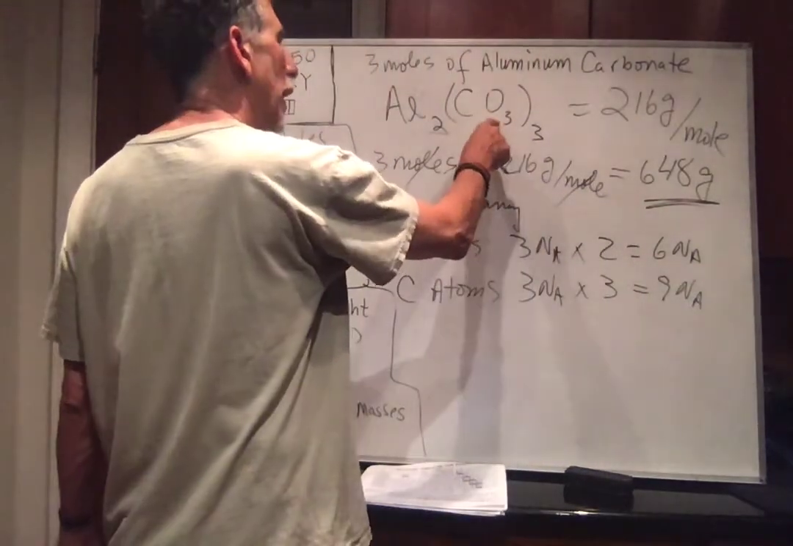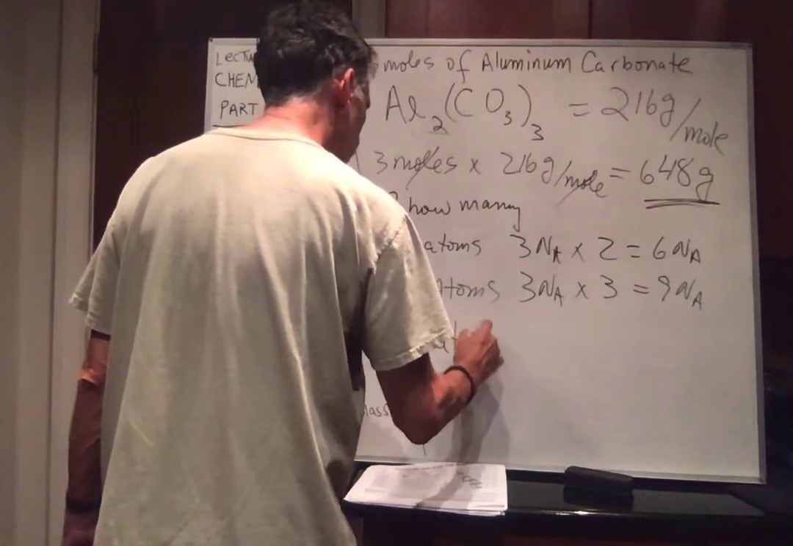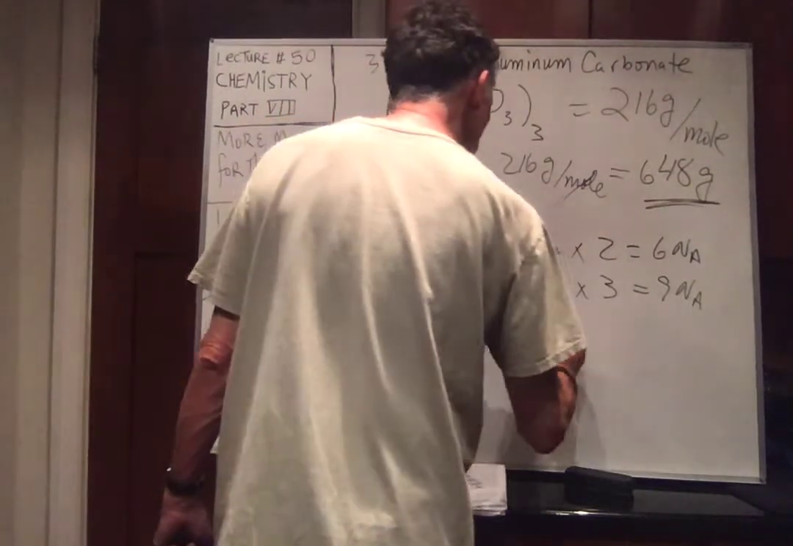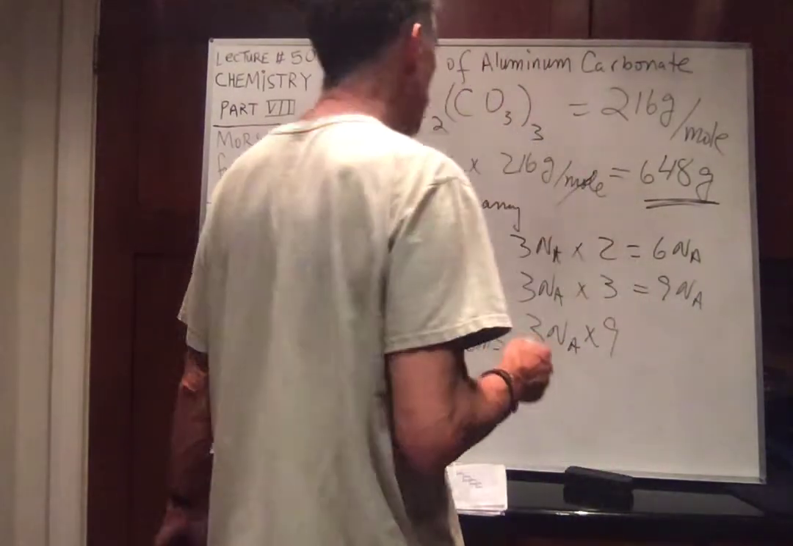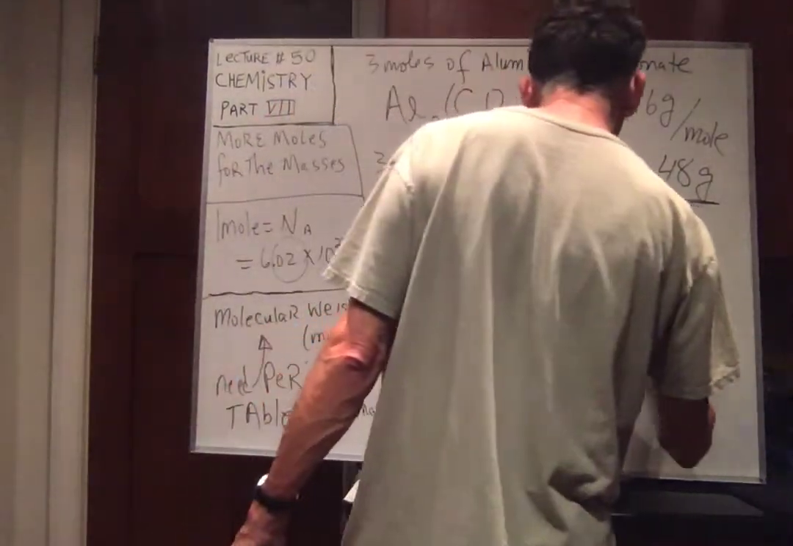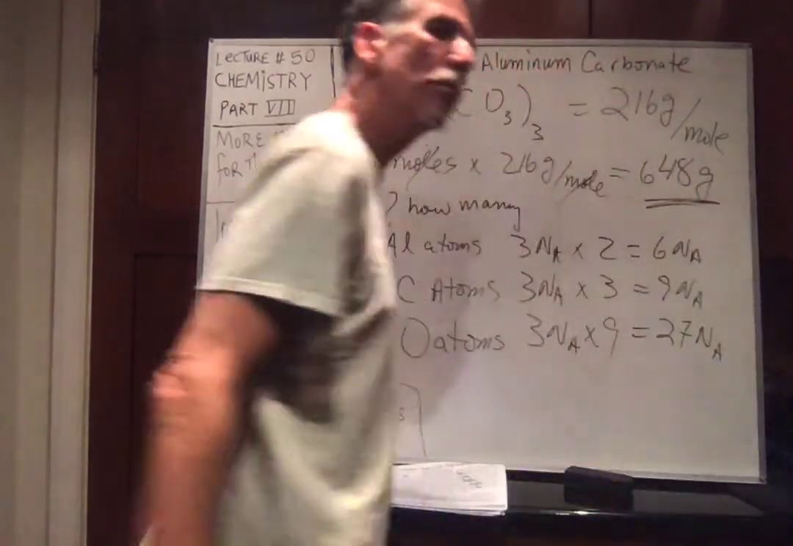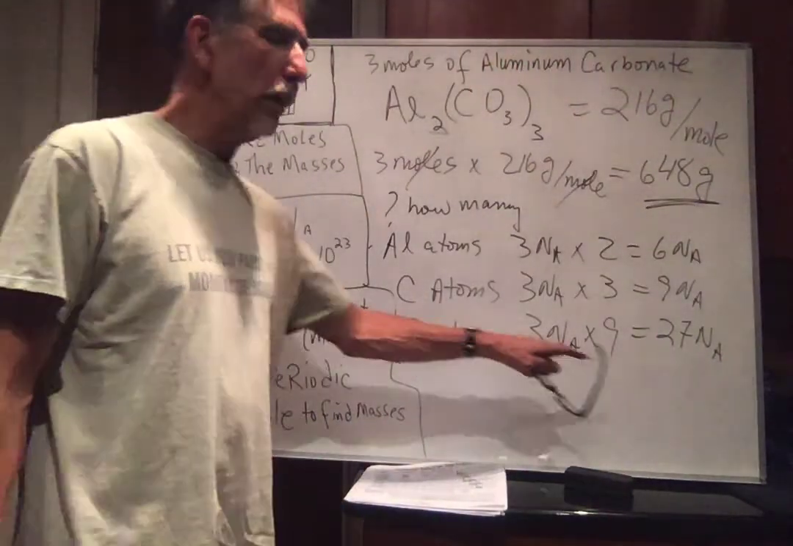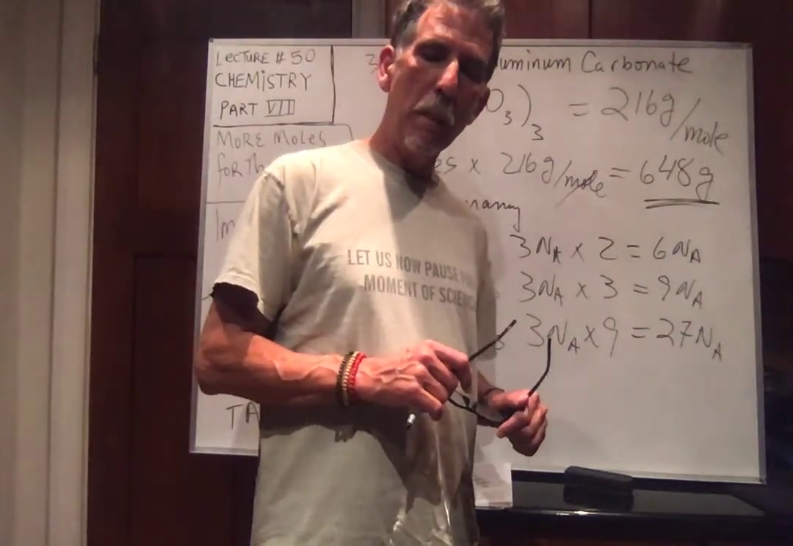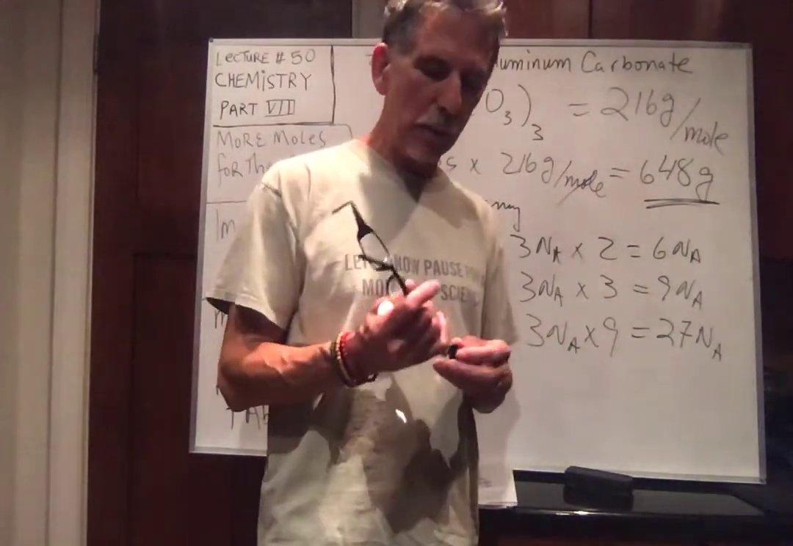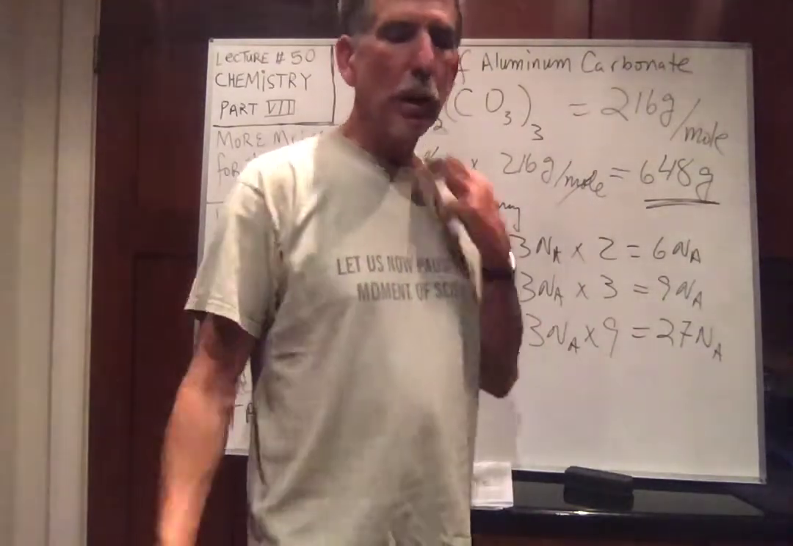Now we have how many oxygen atoms? 3 times 3 is 9. So O atoms, we have 3 Na times 9. Is that what I said? I said 9? Yeah. And that's equal to 27 Na. Okay, and once again, for Na, we can put in 6 times 10 to the 23rd. All right, so every problem is pretty much the same. I'll ask you how many grams, etc.